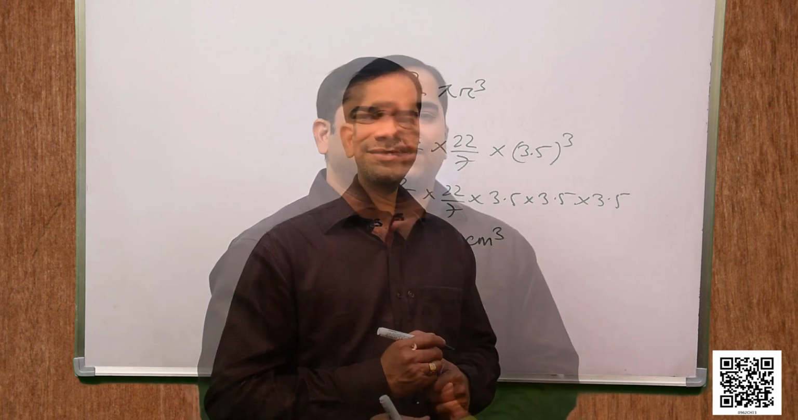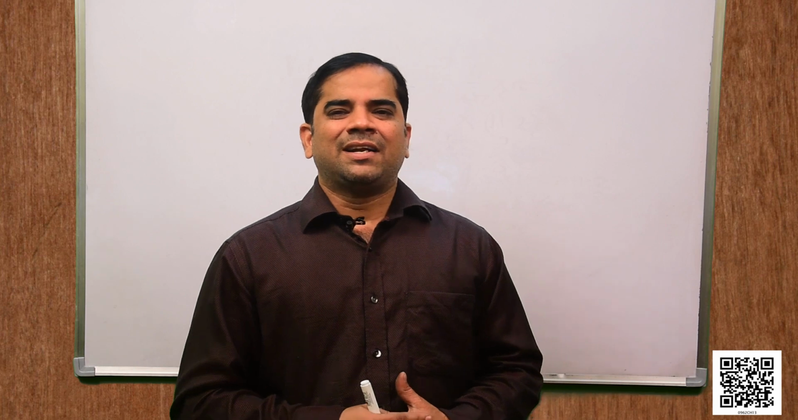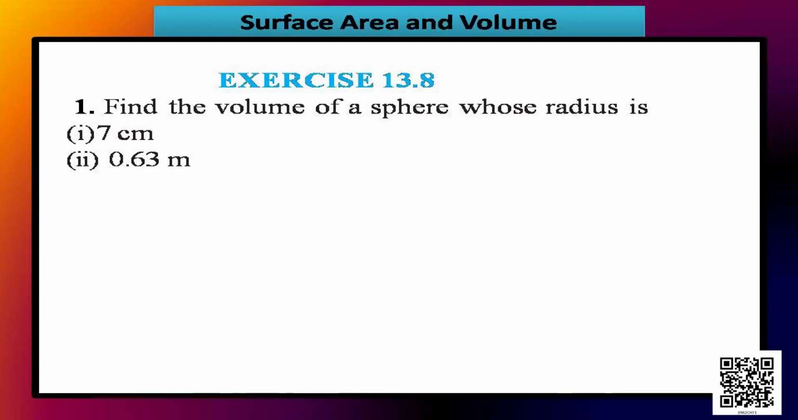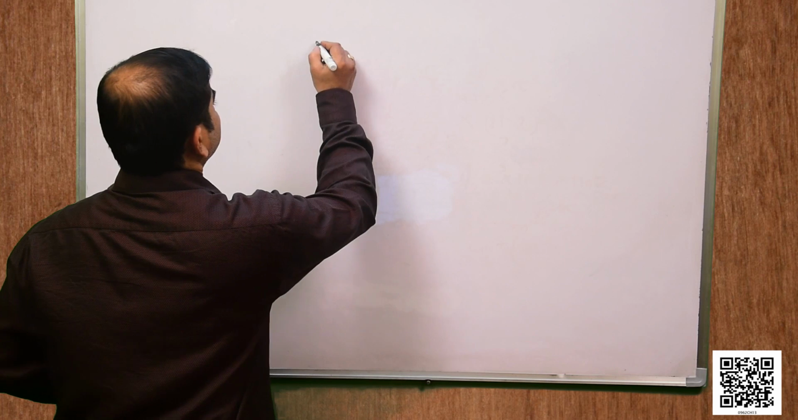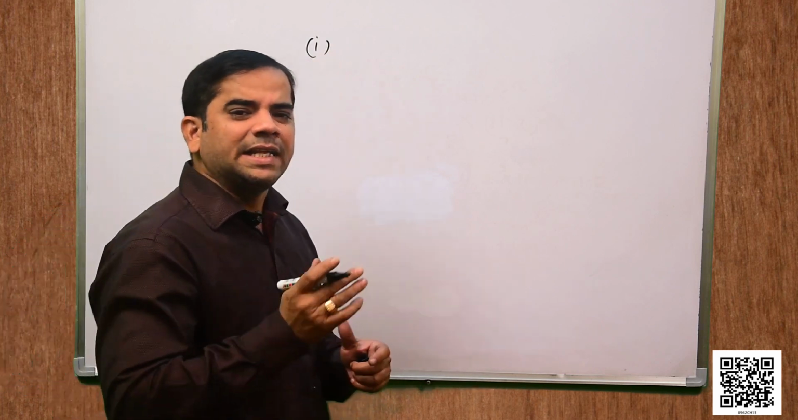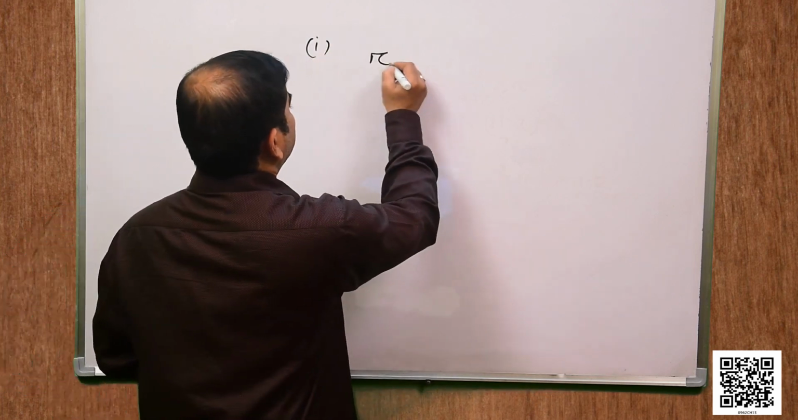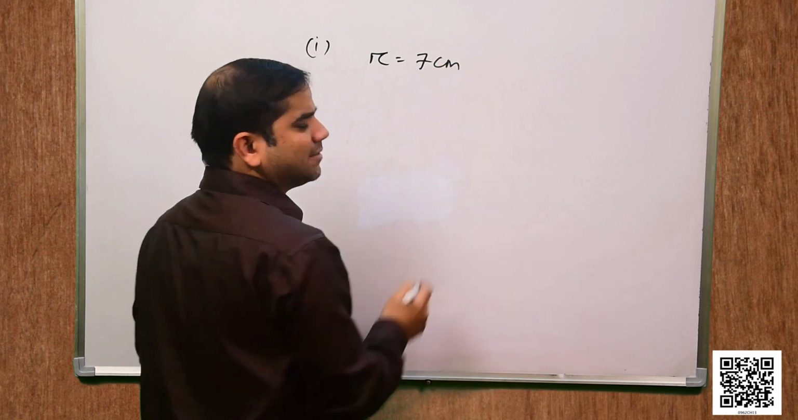Hope you understand. Students, let us now discuss exercise 13.8. Okay. Let us now solve question number 1. It says find the volume of a sphere whose radius is 7 centimeter and 0.63 meter. Okay. So, let us solve the first bit. Bit number 1. In this case, the radius is 7 centimeter.